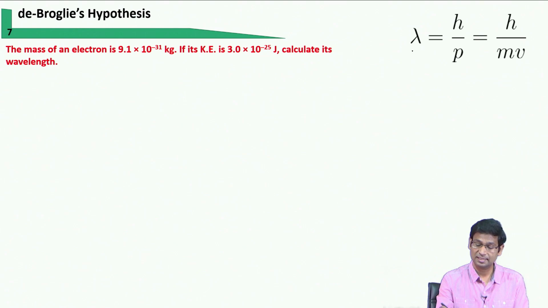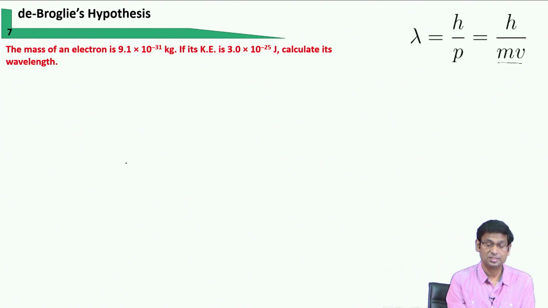De Broglie's hypothesis says that if you have a particle whose mass is m and which is moving with a speed of v, its momentum is given by mv. The wavelength lambda corresponding to this particle is given by h by p, or h by mv. So, if we know the mass and velocity of a particle, then we can know its corresponding de Broglie wavelength.